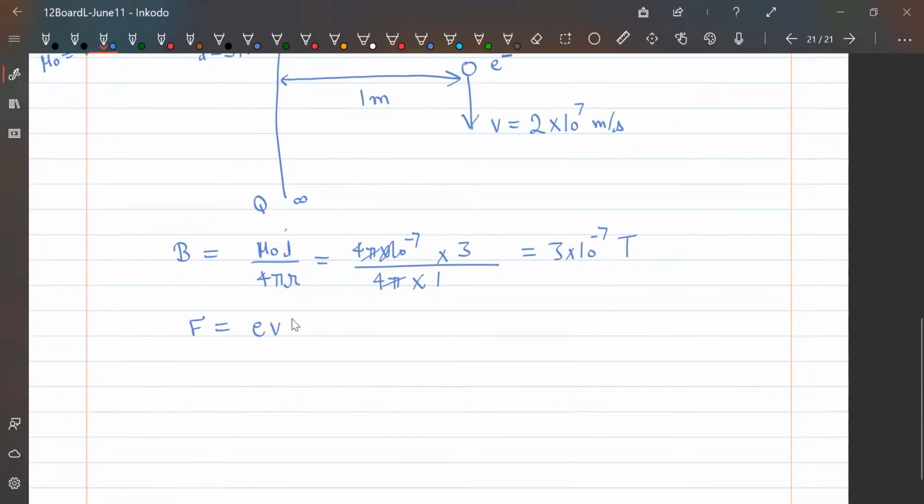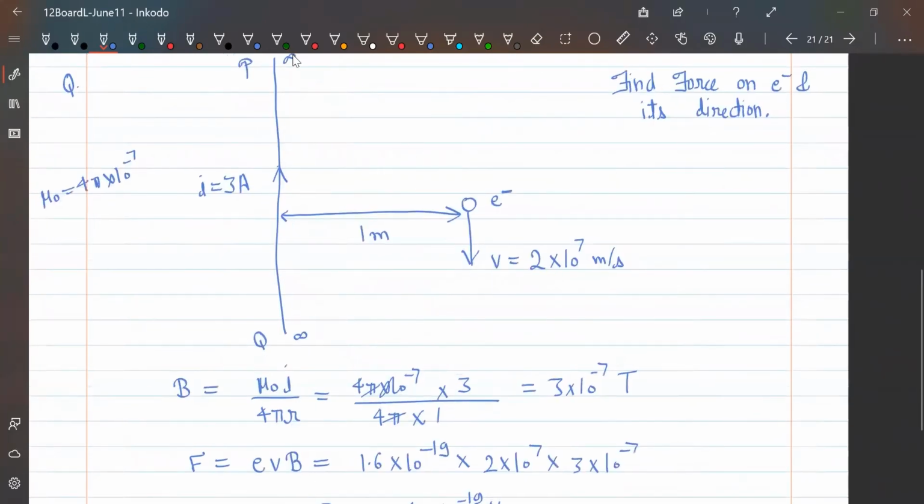So EVB. Charge on electron is 1.6 into 10 raised to minus 19. Speed is 2 into 10 raised to 7. And magnetic field is 3 into 10 raised to minus 7. So 3 to 16, 9.6 into 10 raised to minus 19 Newton. That will be the amount of force.